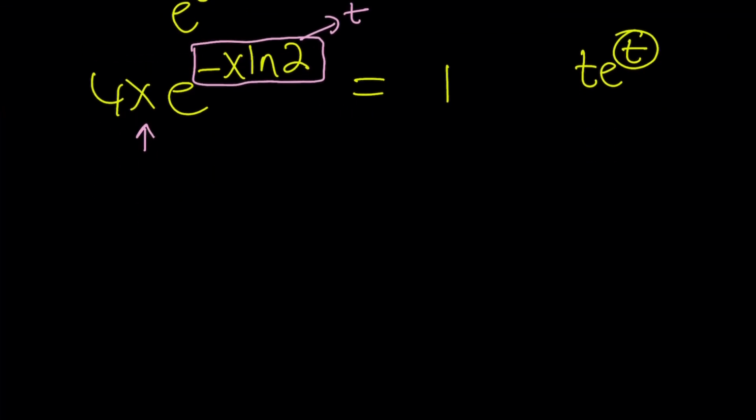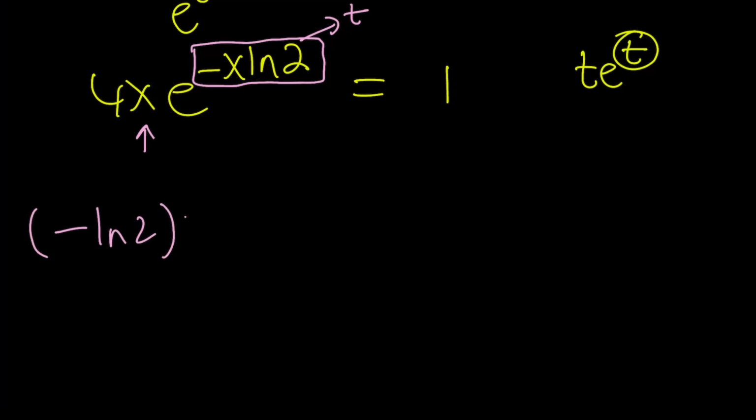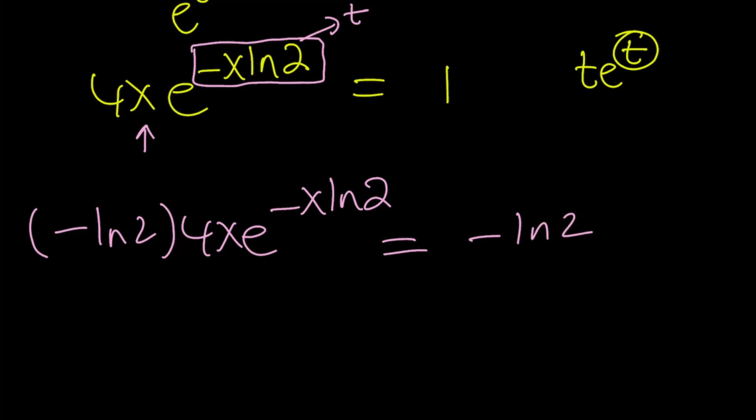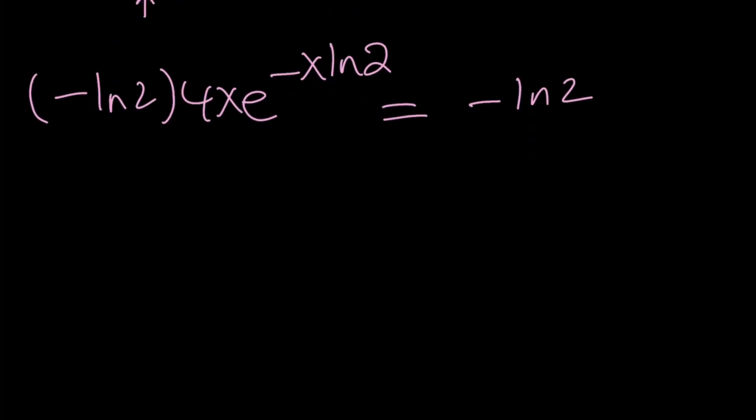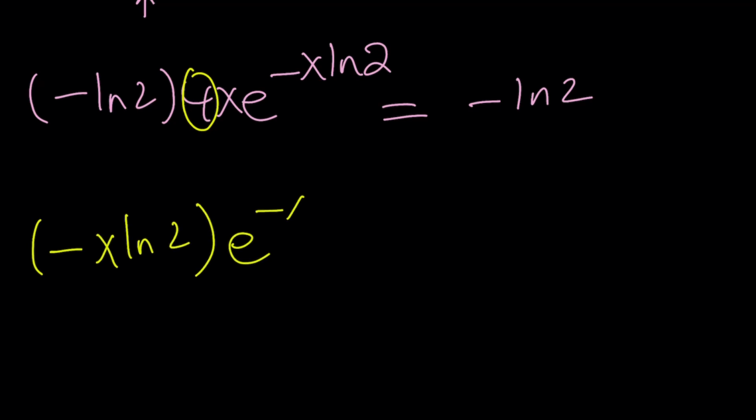So here's what you need to do. Multiply both sides by negative ln 2, multiply by 4x times e to the power negative x ln 2. I don't know why I want to write ln x. And of course you have to do it on the right-hand side as well. Make sense? Now, this is good. You can go ahead and put these all together, but there's an extra 4 that you don't want. So let's get rid of that by dividing both sides by 4. So here's what we're going to get from here. Negative x ln 2 multiplied by e to the power negative x ln 2 equals negative ln 2 over 4.